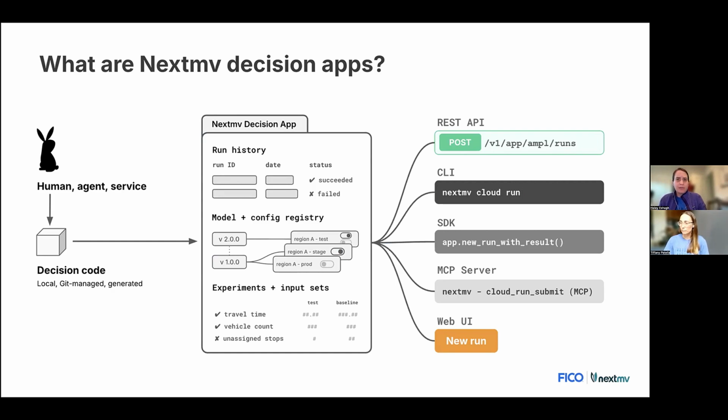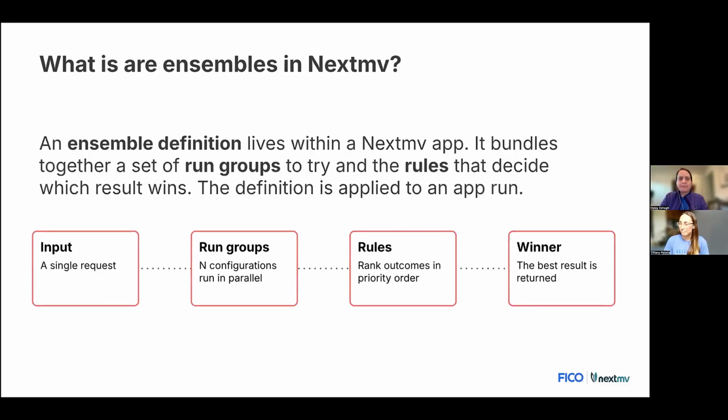So that might be via REST API, the CLI, SDK, MCP server, or Web UI. And we're going to spend some time largely in the Web UI today, but Tiff will give us a little preview of the MCP server as well. So now that we know what Nextmove is, what are ensembles in Nextmove?